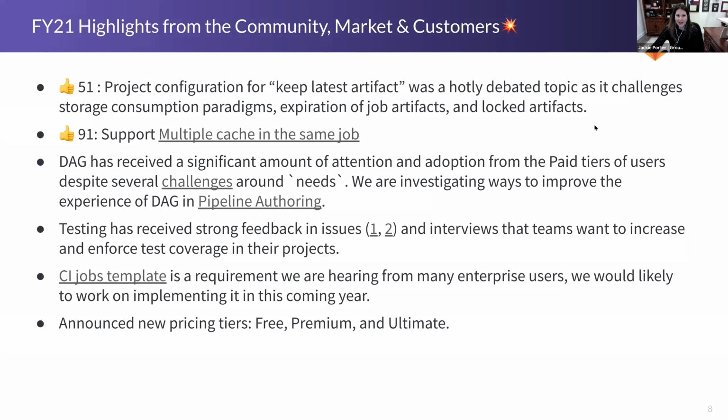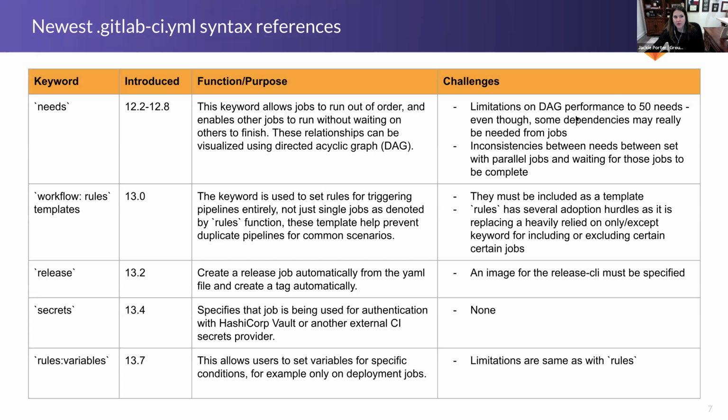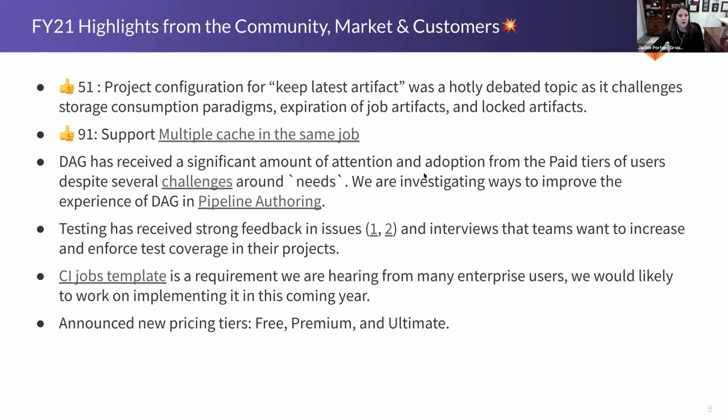We also have some great highlights. Of course, two of our more upvoted issues were implemented recently in fiscal year 21. We've also seen some great engagement on DAG from the needs functionality. We are investigating ways to improve, given that in this chart, you can see it's one of those functionalities that has some of the biggest challenges related to it. So please engage on that issue if you're also one of those users that's facing those challenges, or your customers are.